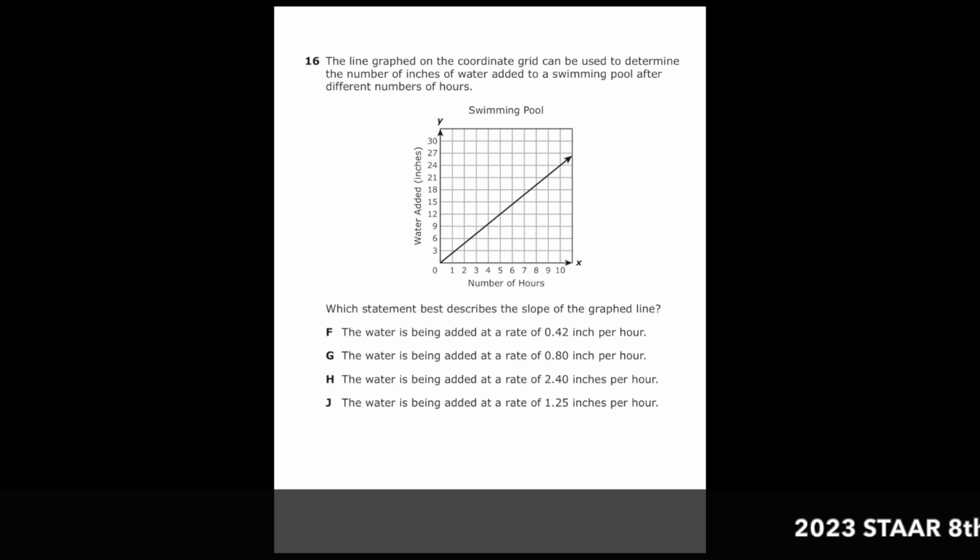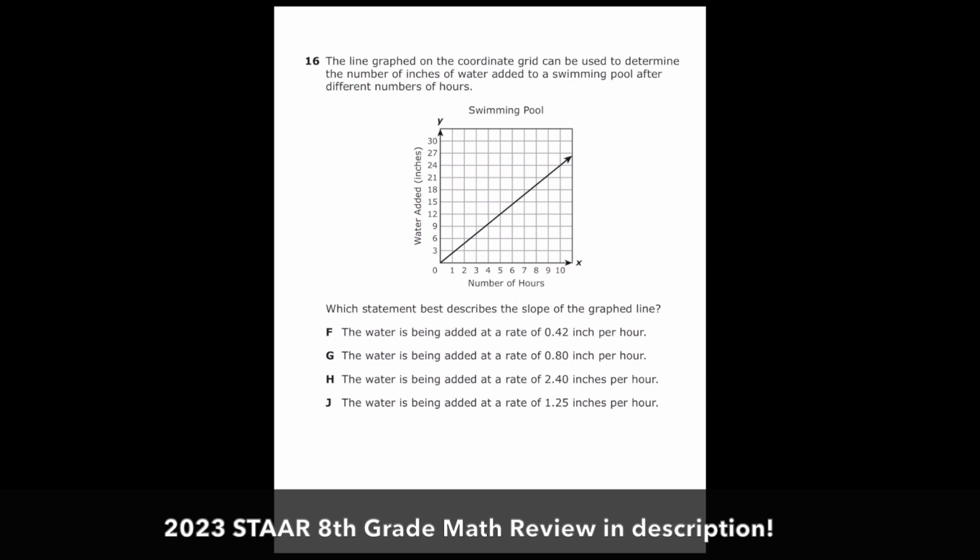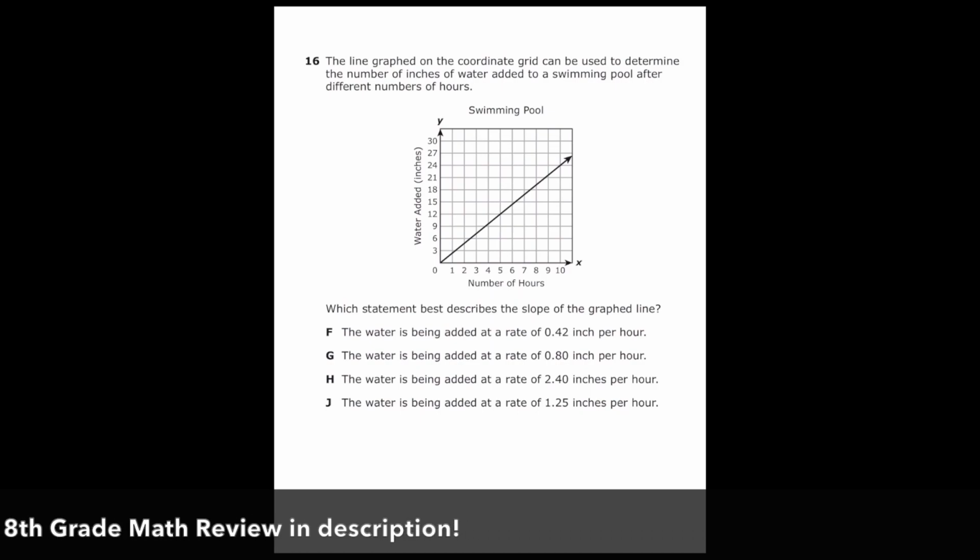This is number 16 from the 2022 8th grade math STAAR test. The line graphed on the coordinate grid can be used to determine the number of inches of water added to a swimming pool after different numbers of hours. Which statement best describes the slope of the graphed line?